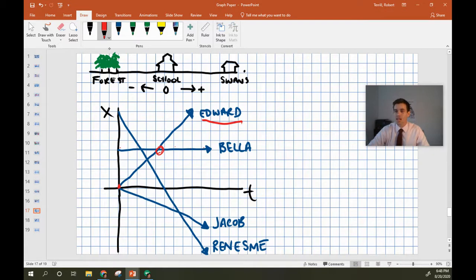And then the last person we haven't talked about yet is Renesmee, who has a very unfortunate name. And Renesmee started all the way over at the Swan's house, but she decided she was done with that. She decided to run as fast as she could. She's running faster than Edward, certainly faster than useless Bella, and she even goes right past Jacob because he's kind of a creeper. And she just runs into the forest and she's never seen again, which I think was a solid life choice. So that's the story that's happening there.